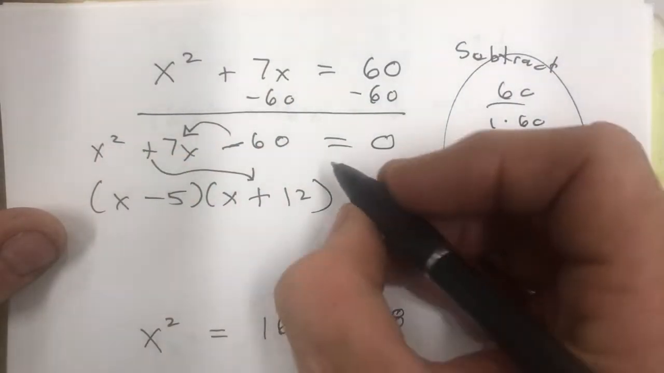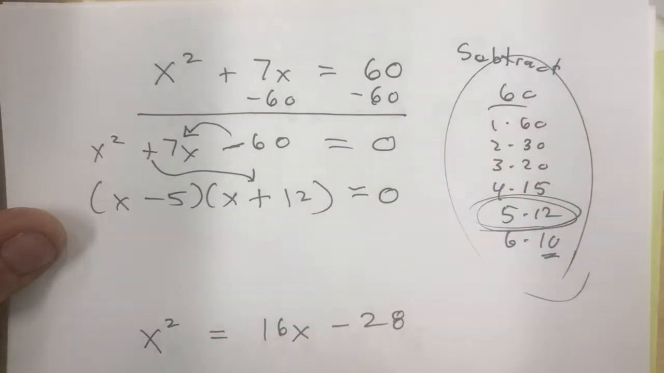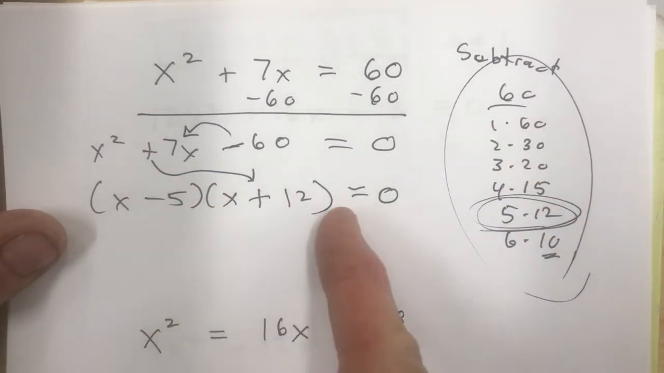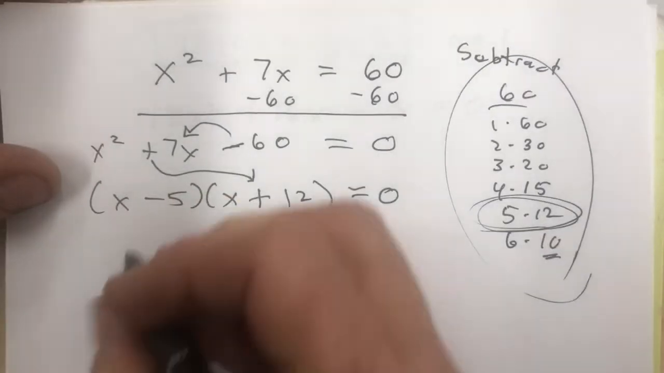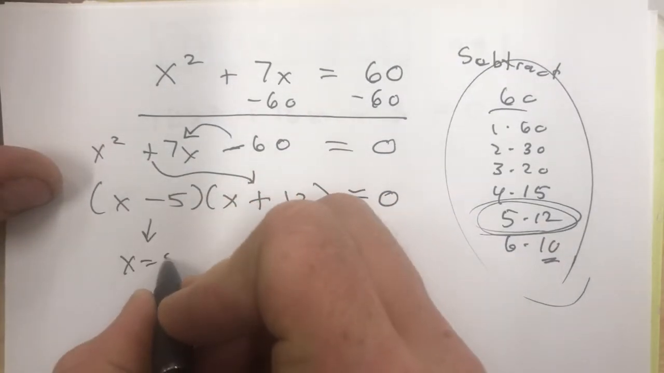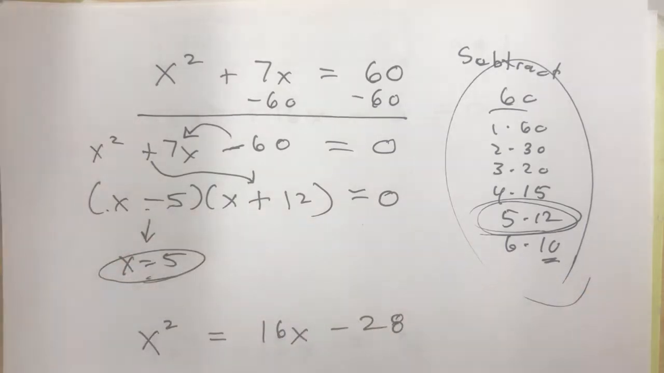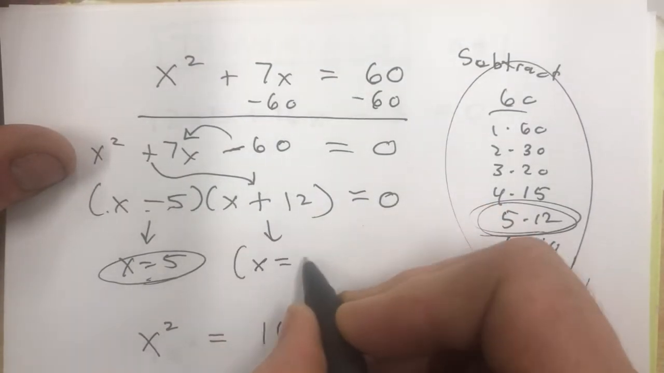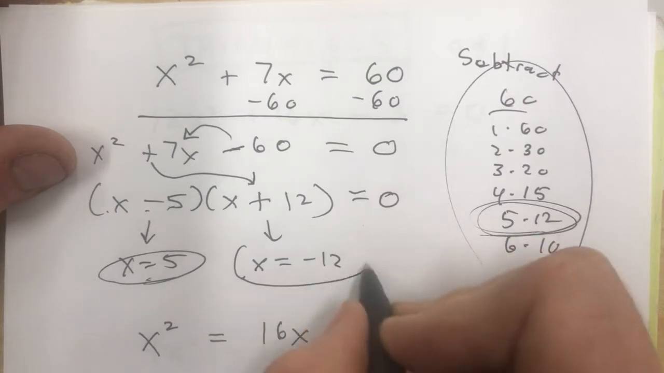Well, it equals 0. So that means this will have to equal 0. Okay, so my two factors are multiplied. It equals 0. That means one of these must be 0. Well, if this one's 0, x would be 5. 5 minus 5 is 0. If this one's 0, x would have to be -12. I didn't mean to write parentheses there.